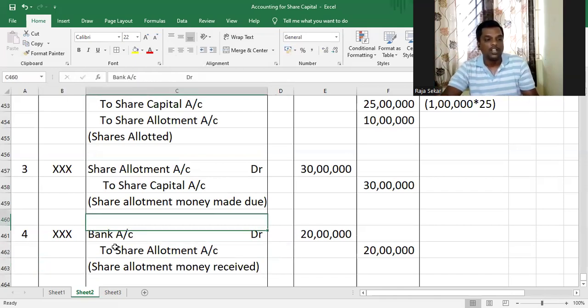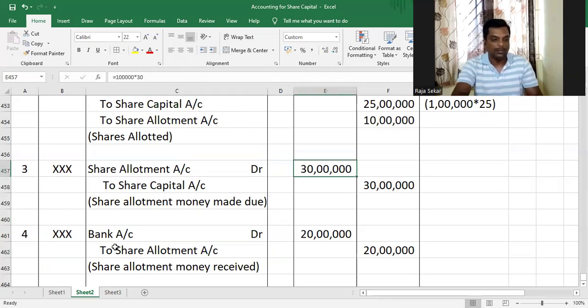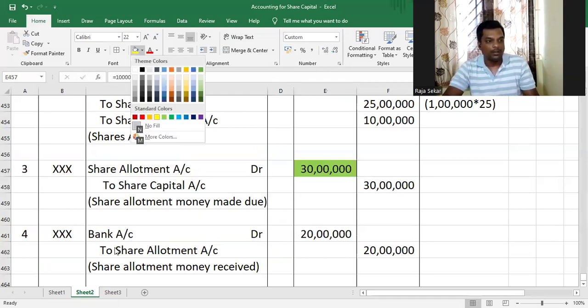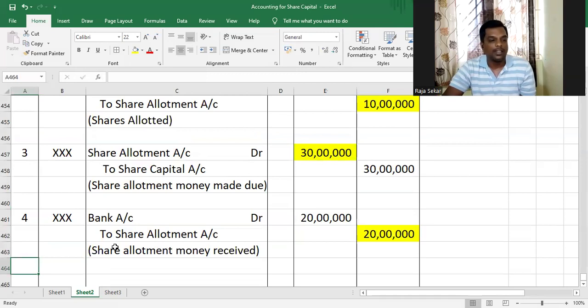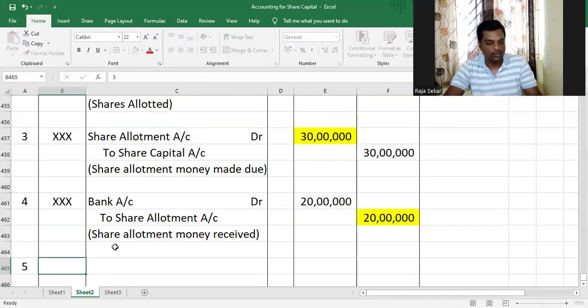Understood or not, my dear children? So if you see, share allotment has got debited for 30 lakhs here, and it is getting credited for 30 lakhs. And that way it tallies. Understood or not, my dear children?